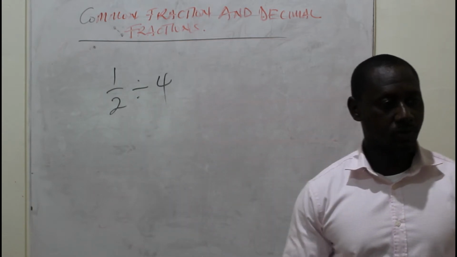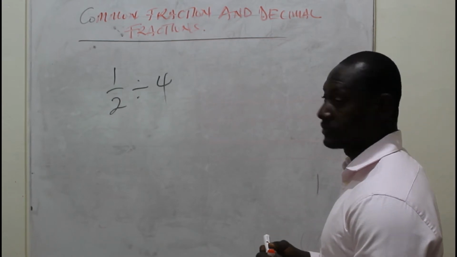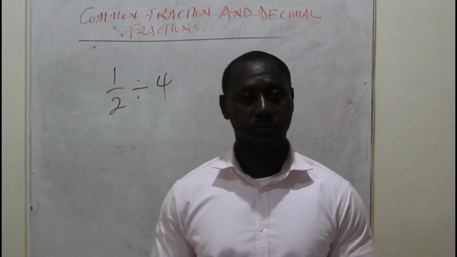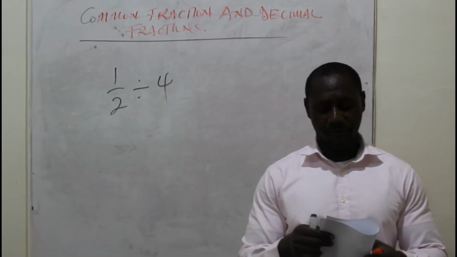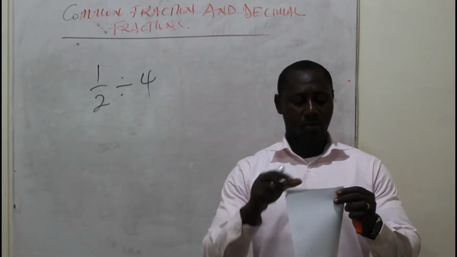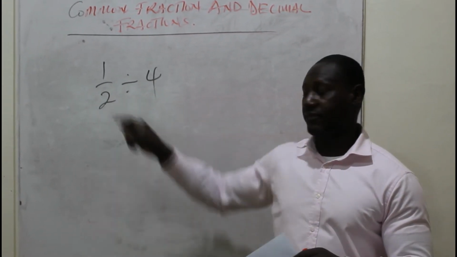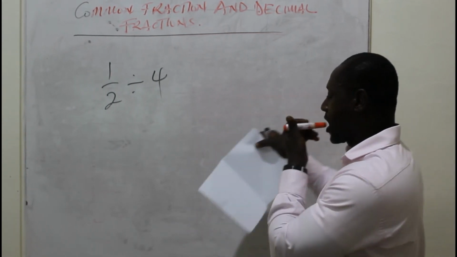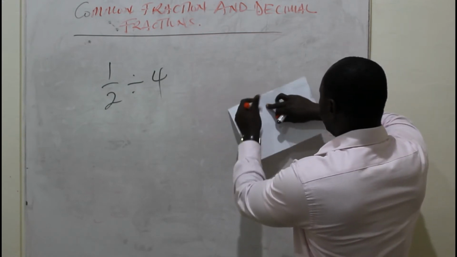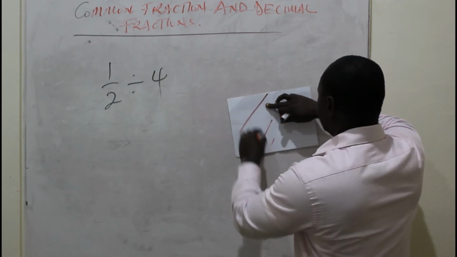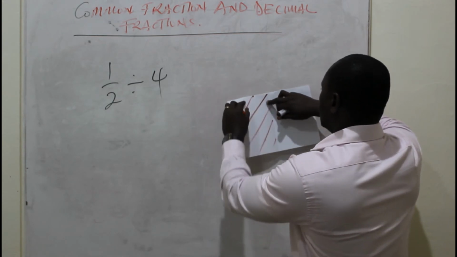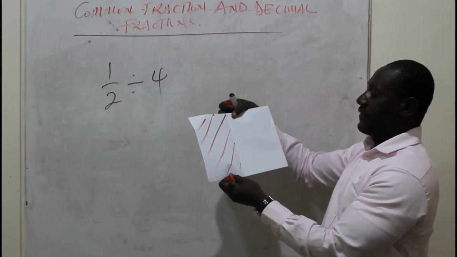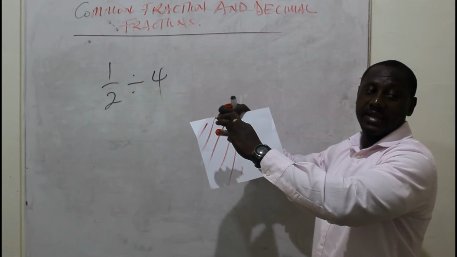So what are we going to do? It means that you will take a piece of paper, then you divide it into 2 equal parts. The focus is to get this half. So I'm going to divide it into 2 equal parts and shade 1 part. So this one is the half. Are you with me? So if I have this half, I'm now going to divide this half into 4.